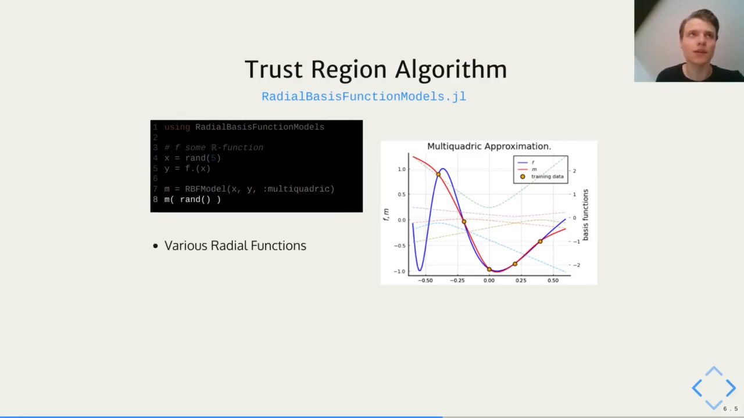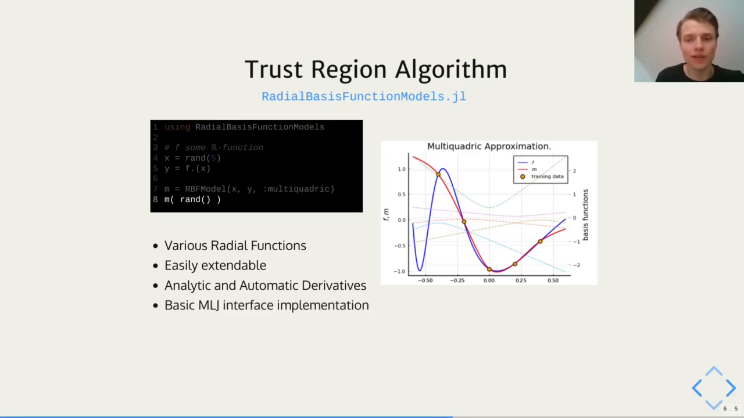Evaluation is also simple. We provide several radial kernels. The framework and the package should be easily extendable. You get the derivatives, which we need, of course, in our algorithm as well. We've also implemented a basic MLJ interface. And if you're interested, the documentation of that package details the construction of these models in a very theoretical way.